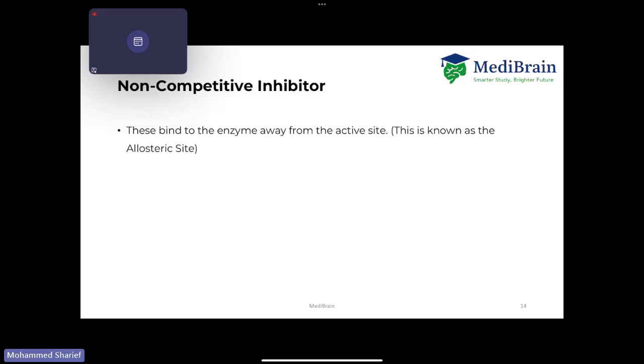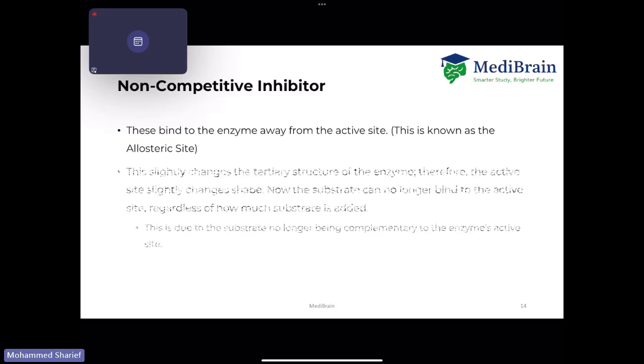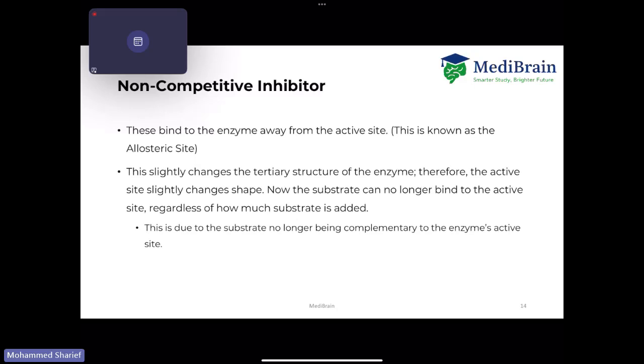Now, if this binds to the enzyme away from the active site, the tertiary structure of the enzyme will change shape, and therefore the active site of the enzyme will also change shape. And if the active site of the enzyme changes shape, the substrate can no longer bind to the active site regardless of how much substrate is added in. Even if you flood the enzyme with substrate, nothing's going to happen because the tertiary structure of the enzyme has changed and therefore it is no longer complementary to the substrate.